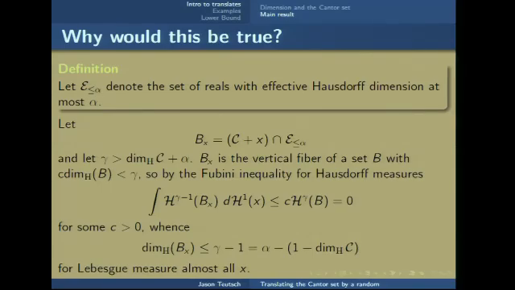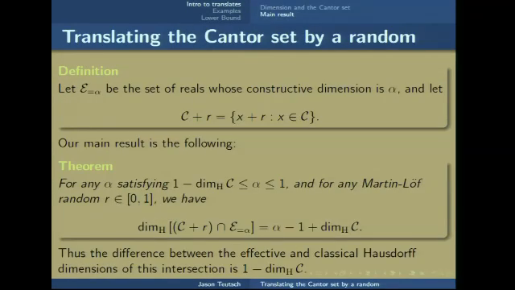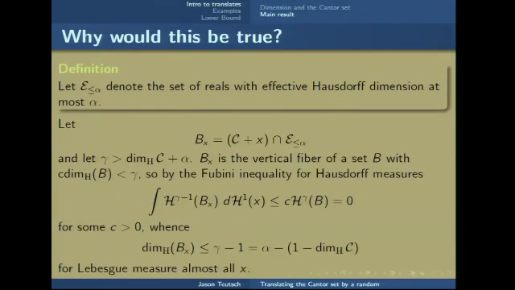you can read from this that the Hausdorff dimension of this vertical fiber is at most gamma minus 1, which is alpha minus 1 minus dim hc, for Lebesgue measure almost all x. And if you remember from the previous slide, this is the quantity we were interested in here. So that's from an analyst's point of view why you might think this is good.